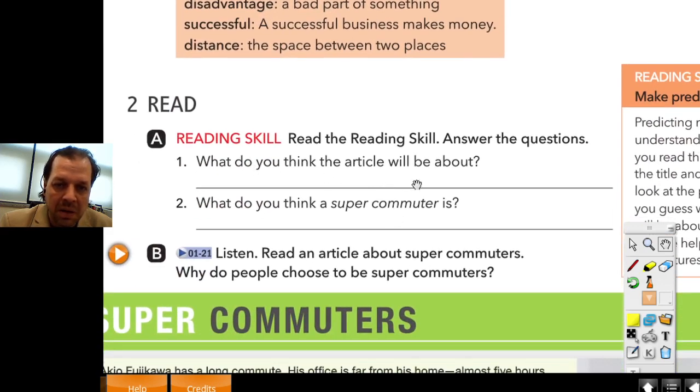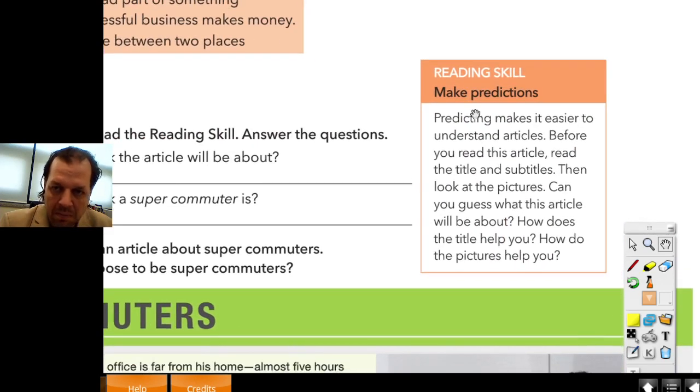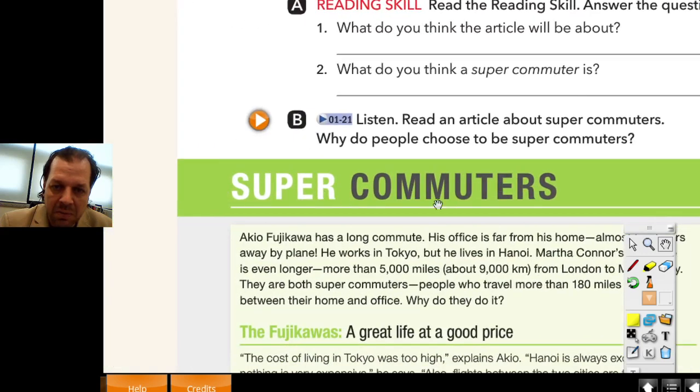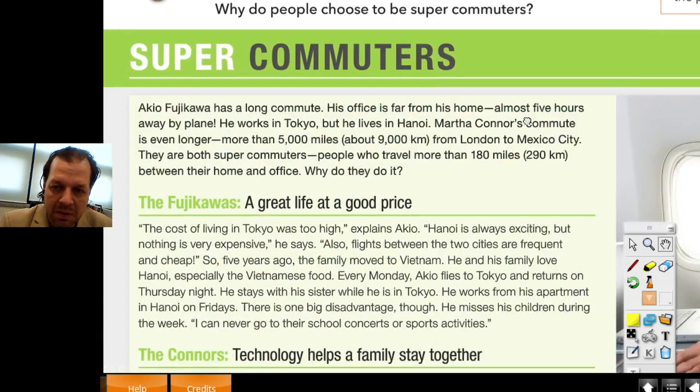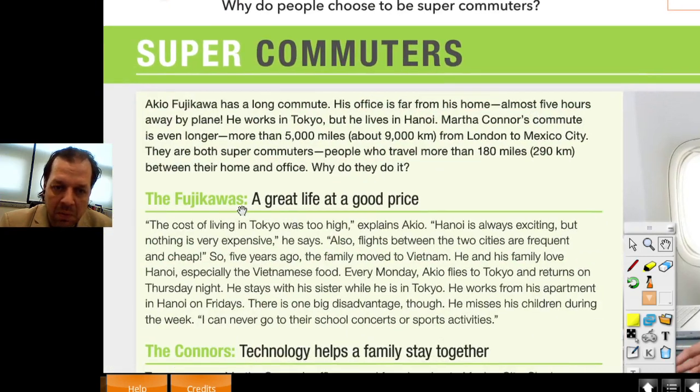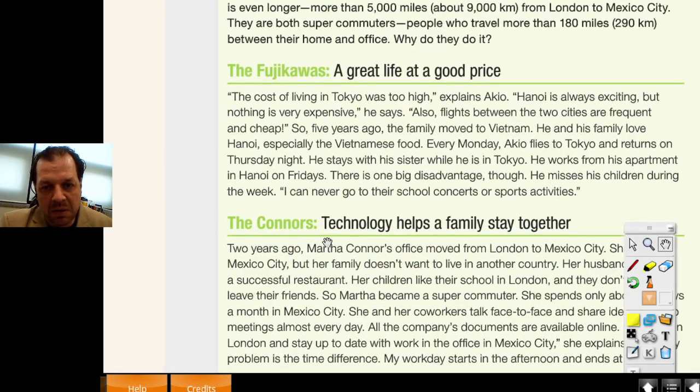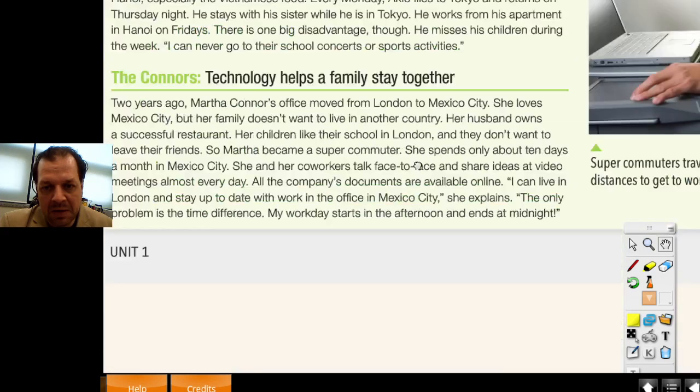So what do you think? Reading skill. Read the reading skill. Here we go. Make predictions. Predicting makes it easier to understand articles. Before you read this article, read the title and its subtitles. Then look at the pictures. Okay, here's the title, Supercommuters. And I say subtitles. Those are also the bold words. The Fukukawas, a great life at a good price. The Connors, technology helps a family stay together.